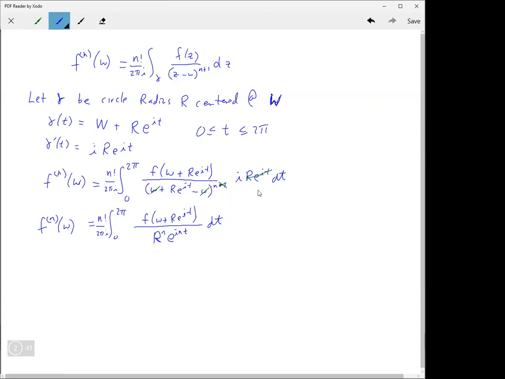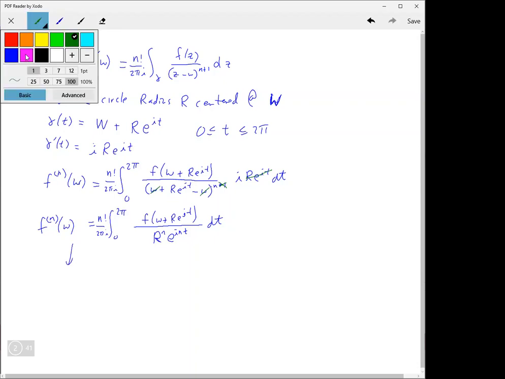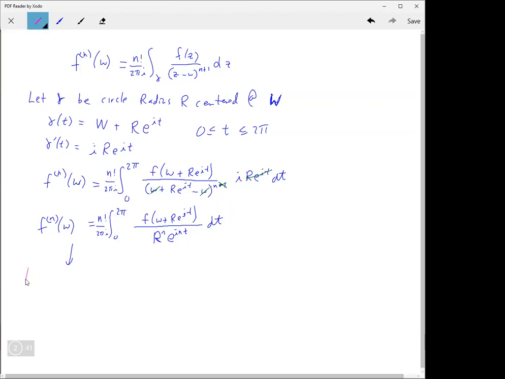There's a couple of directions I want to go with this really quickly. The first one is if you take the modulus.